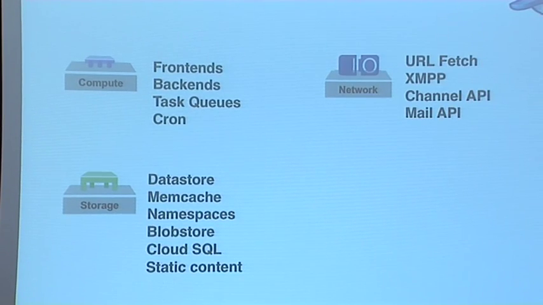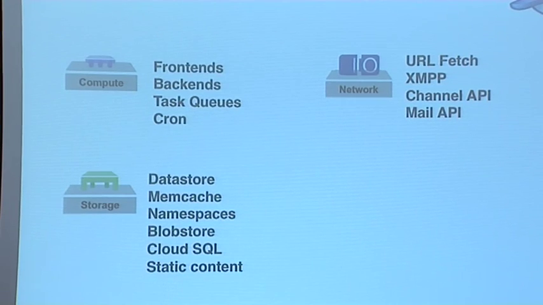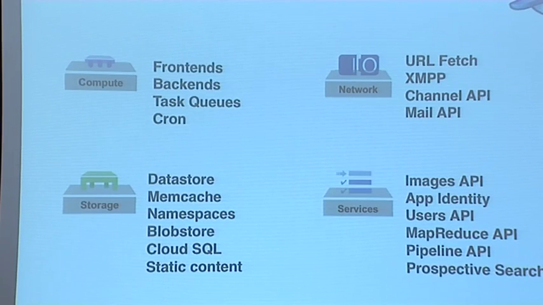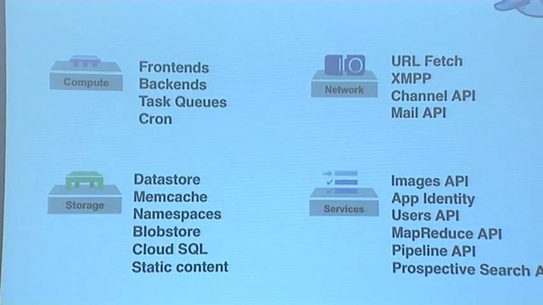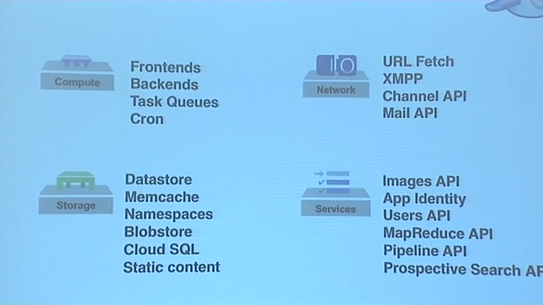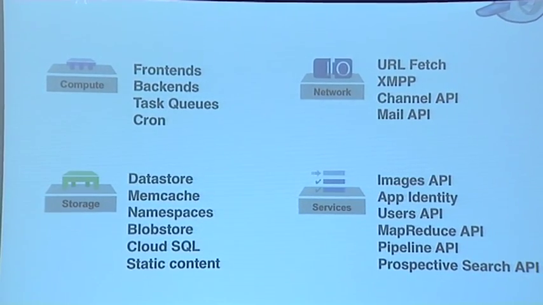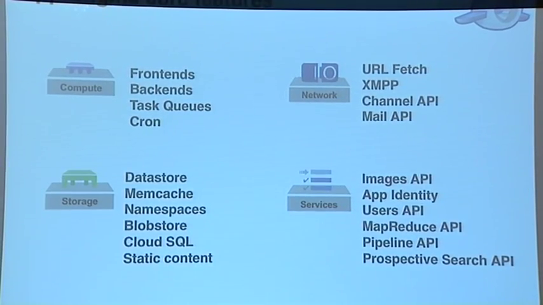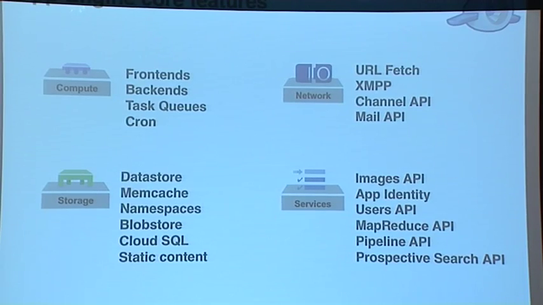We also have network services, so being able to make HTTP requests out to other systems, XMPP, channel API, as well as mail API. So we live in a connected world, and you can use App Engine to talk to other systems. And then we have all of our services, and we've talked about services before. So we have, in one of the earlier introduction talks, Images API. We have something called App Identity, which allows your application to assert its identity to other applications within Google, as well as applications outside of Google. Users API, MapReduce API, Pipeline API, Perspective Search.